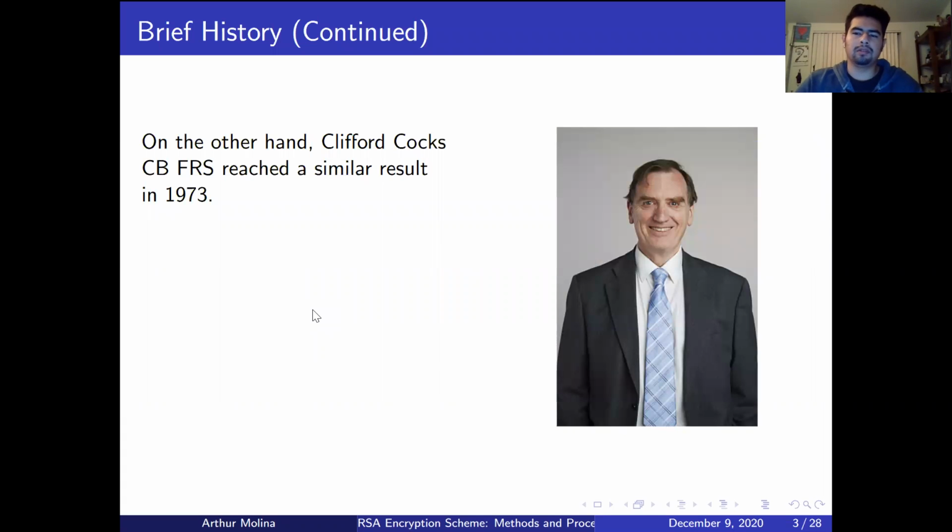Continuing, we could also consider another contributor to the RSA encryption scheme, which is Clifford Cocks. He came to a similar result in 1973 while working for the GCHQ. The only issue was that his work was considered classified at that time, and it wasn't until years later that it was released.